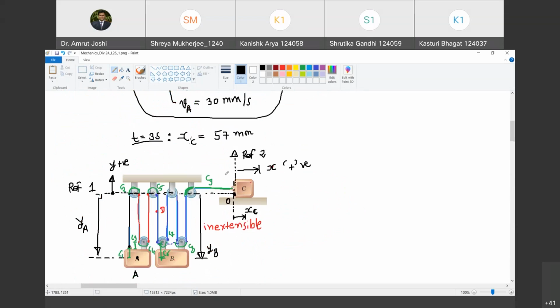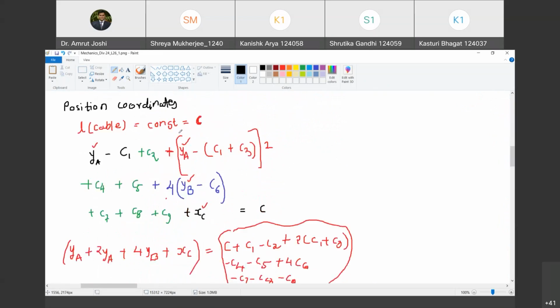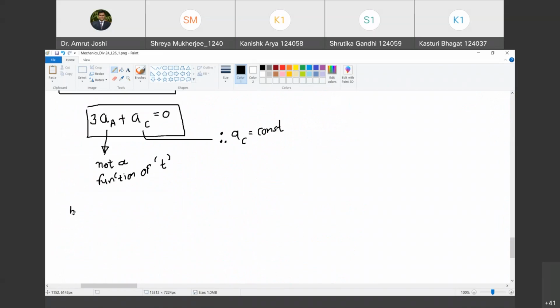How do we do that? For that, we have been given some data. What is the data that is given? At time t equal to 3 seconds, the slider block C has moved by 57 mm. Are you with me? Yes, sir. Now, let us look at block C. What kind of motion does it perform? It is going to perform a uniformly accelerated motion. Do you agree with me? Yes, sir. Why uniformly accelerated motion? Because I proved that AC is constant.